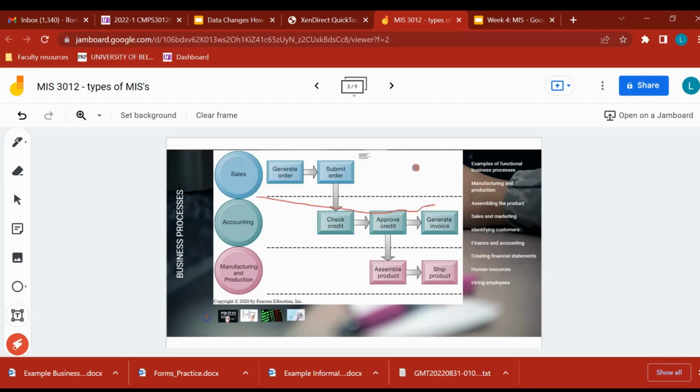But we'll also see these dotted lines here separating each of our business processes or functional units. Sales, for example, will have their own information system. Accounting might have a different information system from the one that sales has. And manufacturing and production might have a totally different information system. What problem do you see arising there if 3 of these functional units have 3 different information systems?